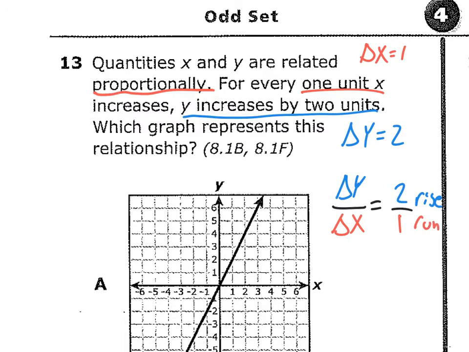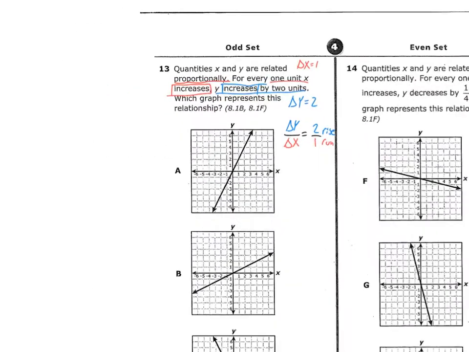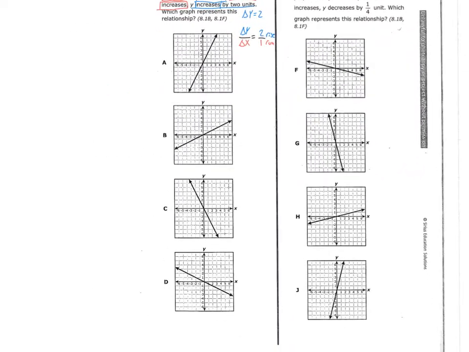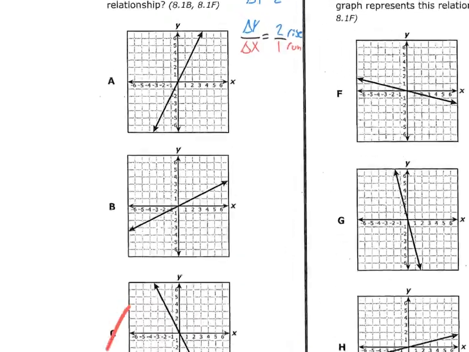And this all appears to be positive because, let me double check, this said increases, this one also said increases. So both of those numbers are positive. So we're looking for a positive graph for starters. So C and D are both out.